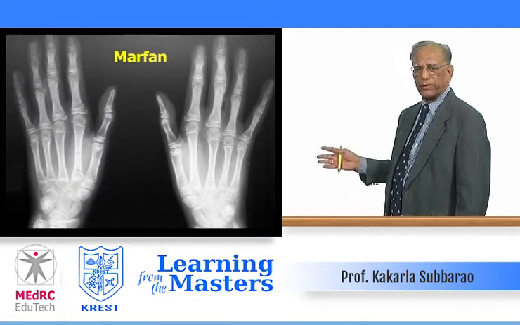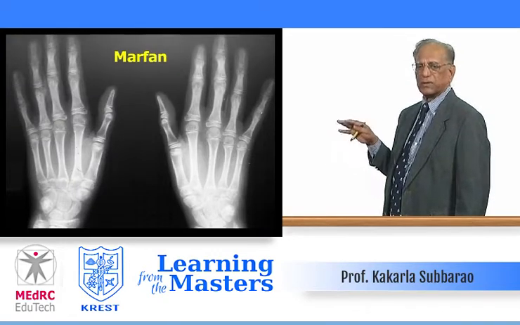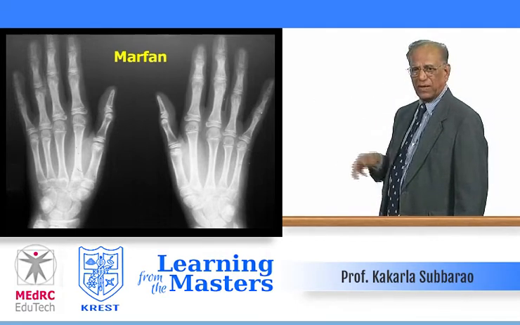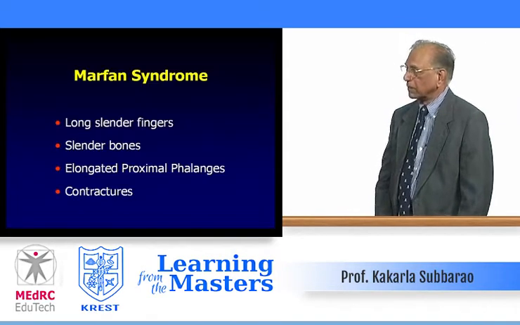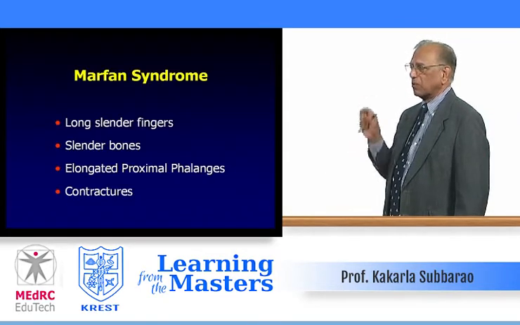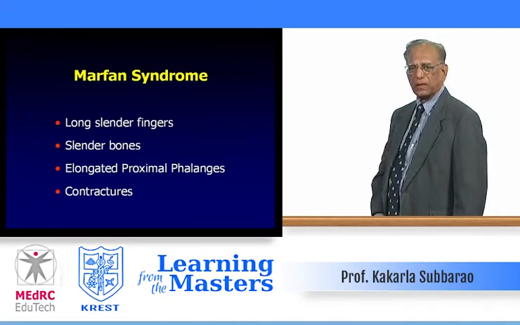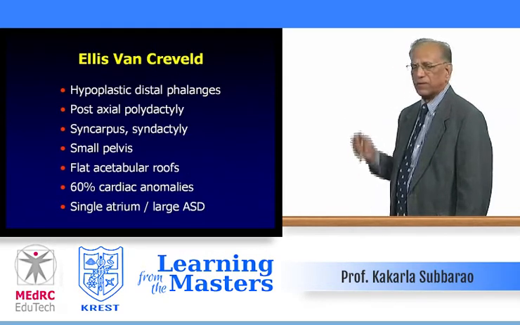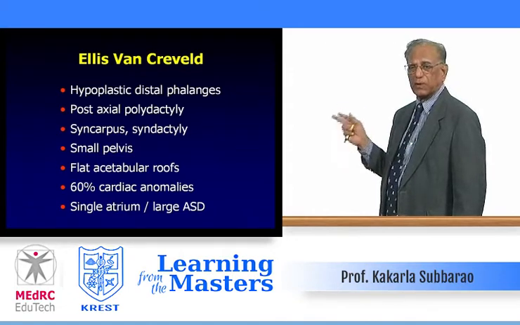Marfan syndrome, it is a clinical syndrome, of course, with several features. A tall figure, long, slender phalanges, as you see here. Long, slender fingers, slender bones, elongated proximal phalanges, and occasionally find contractures of the joints. Ehlers-Danlos syndrome. Earlier we have mentioned chondroectodermal dysplasia.